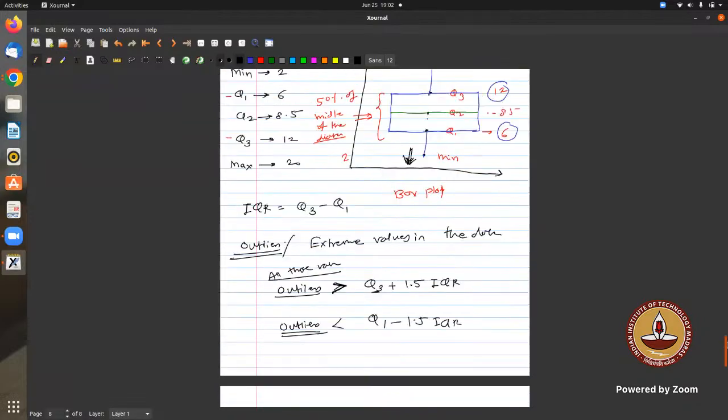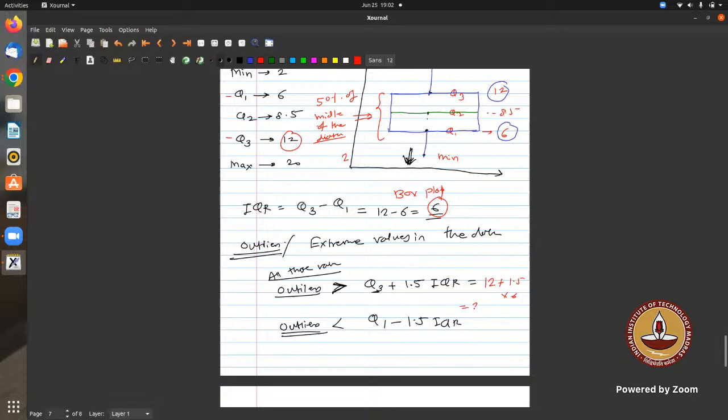So what is IQR here in our data set? It is Q3 minus Q1, which is 12 minus 6 equals 6, right? Correct? Am I audible? Yes, sir. Okay, so try to put all the values in this formula. What is Q3? 12. Right? So 12 plus 1.5 times 6, 6 is IQR. So it will become what? 12 plus 9, which is 21.